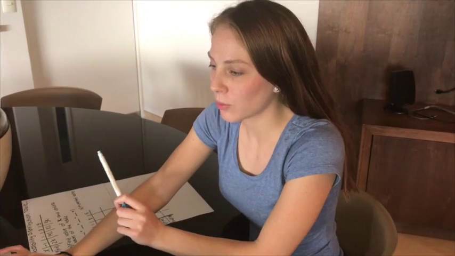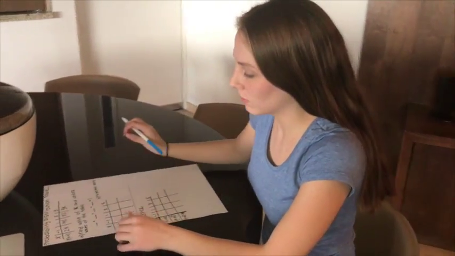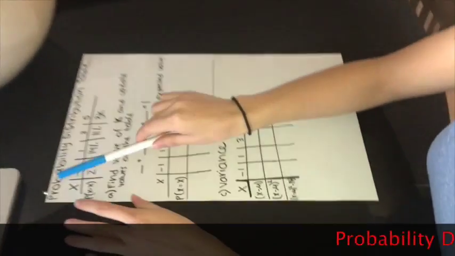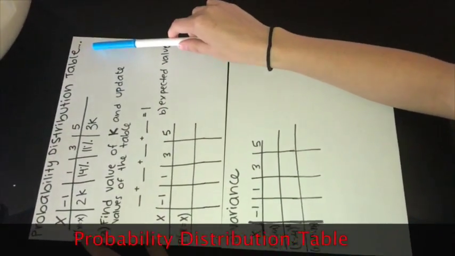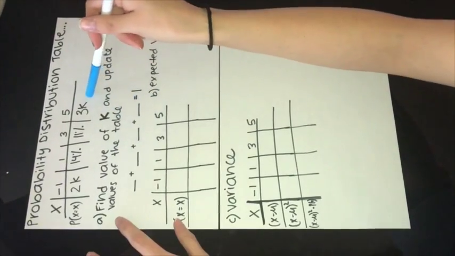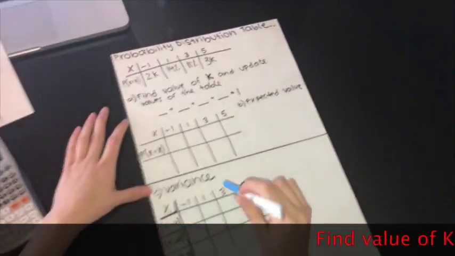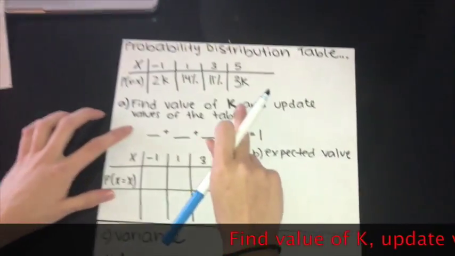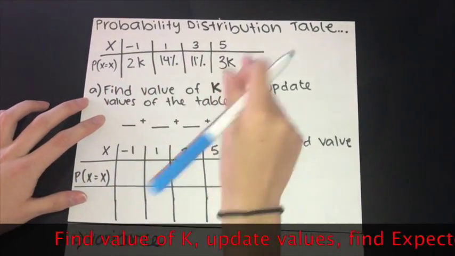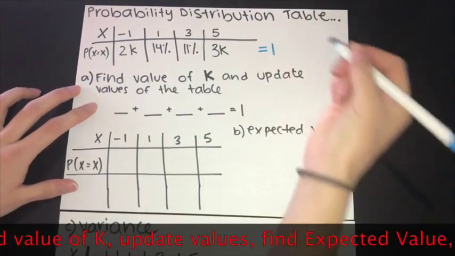I'll explain problem number 8 from section 2. In the problem, we're given a probability distribution table, and they're asking us to find the value of k and update the values of the table, to find the expected value, and to find the variance. So first of all, we need to find the value of k.